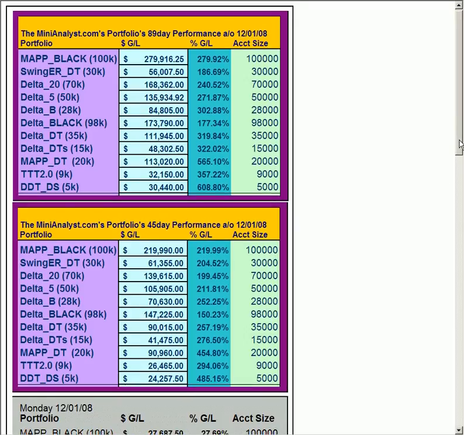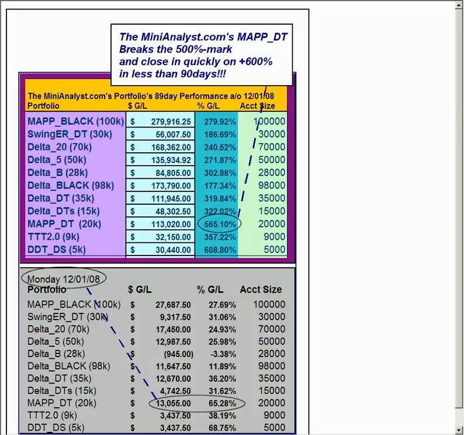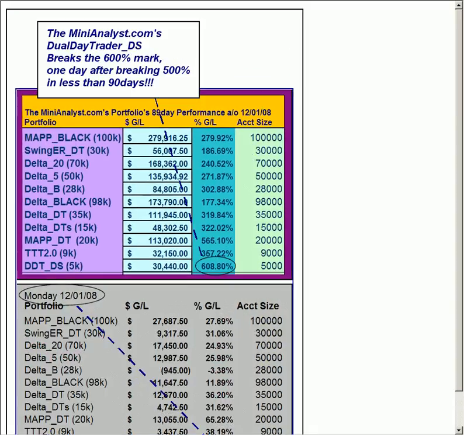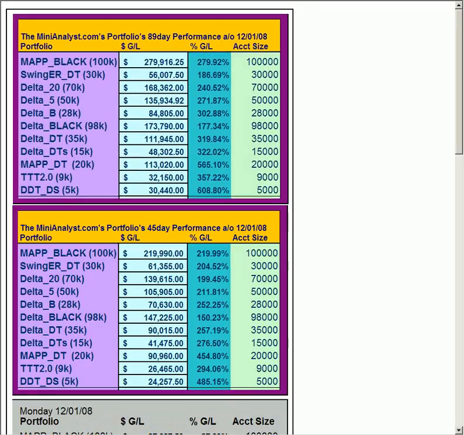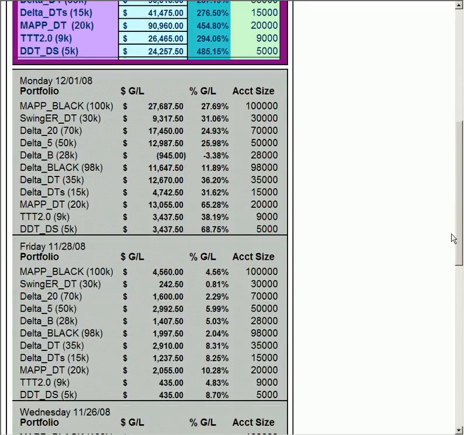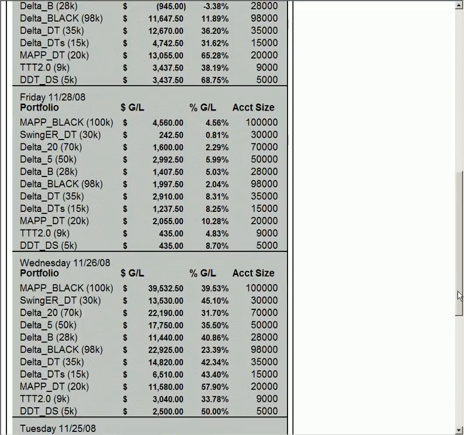If you look over, actually, that's the MapDT. Here we go. Dual day trader. That's not going to go back far enough. So we'll just go back over here. And we'll see if you look back. Dual day trader made 70% yesterday. MapDT coming in just shy of that. $20,000 account up 65.28%. The original MapDT.